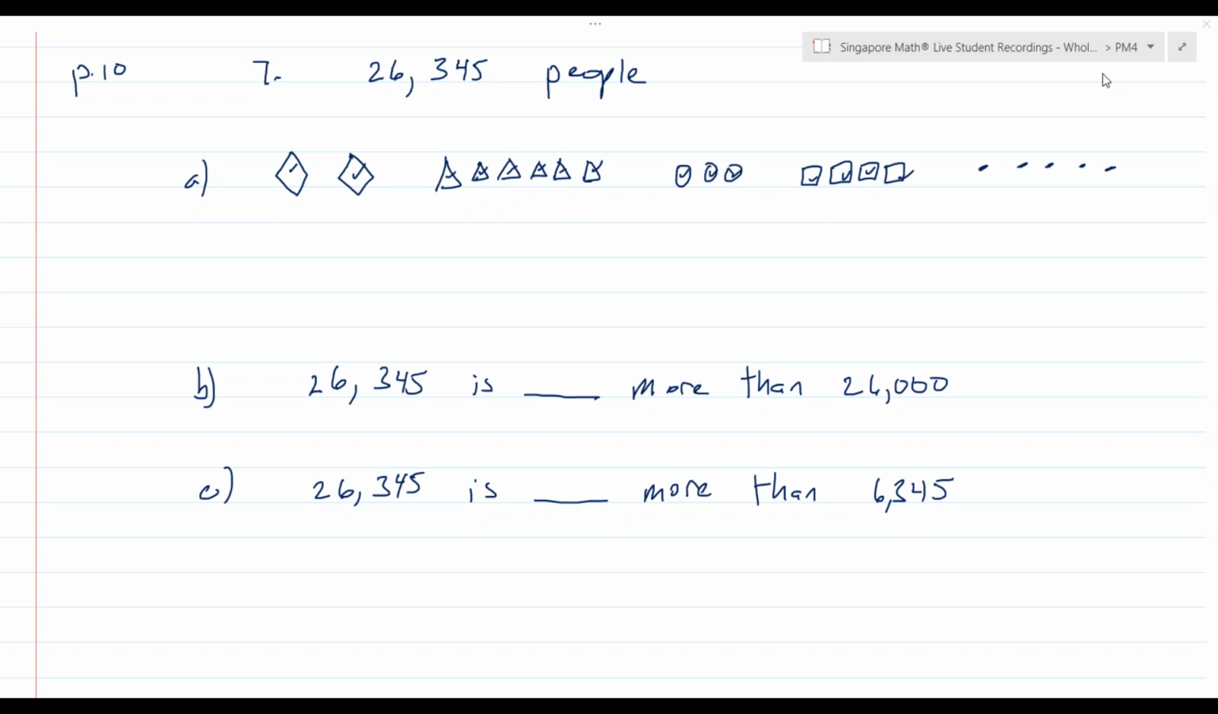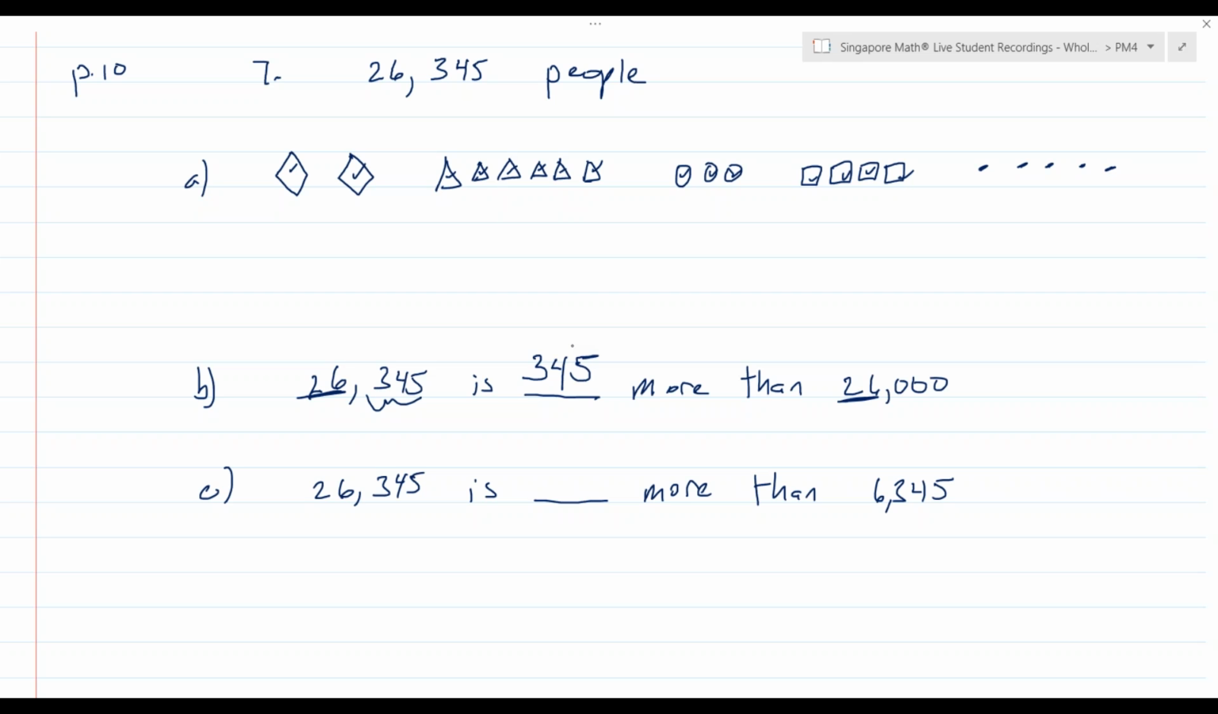And then there's a couple of questions. 26,345 is how many more than 26,000? Well, the 26,000s match. The difference in the numbers is 345. 26,345 is 345 more than 26,000.